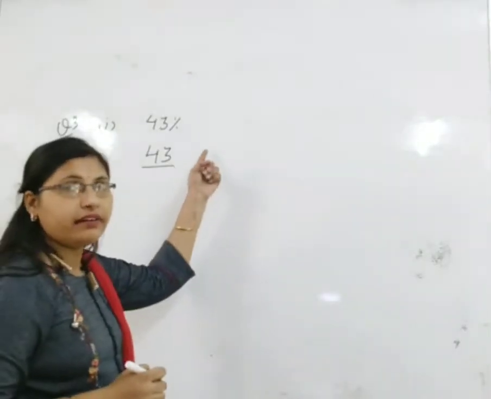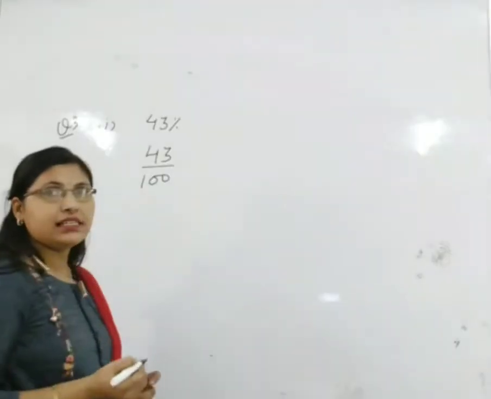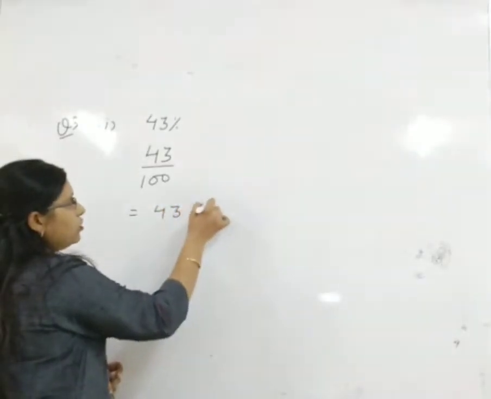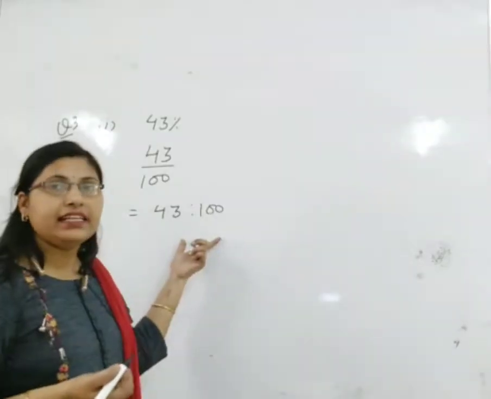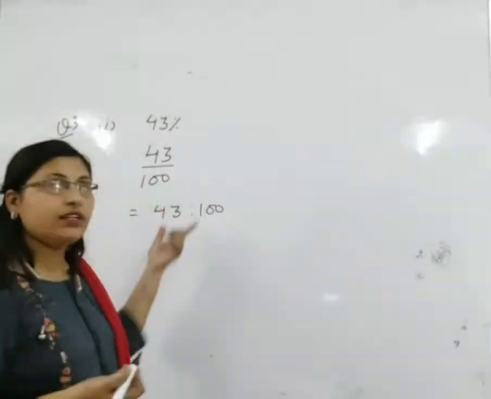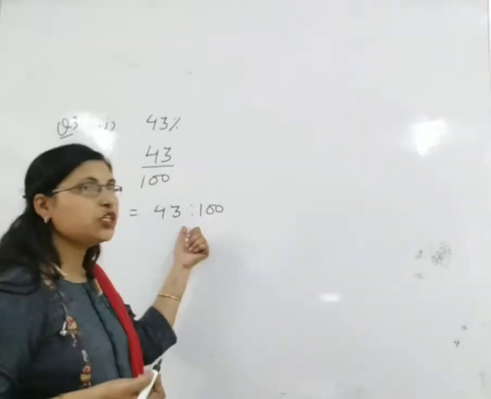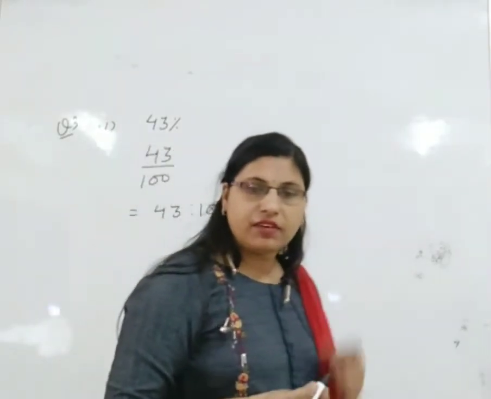We have to write 100 in the denominator. Now we are not able to cancel it, and in ratio form we can write 43 ratio 100. So only the way of writing is different, otherwise the rest of the things are the same. In fractional form this is the answer, in ratio form this is the answer. Clear everyone? Let us see one more part.